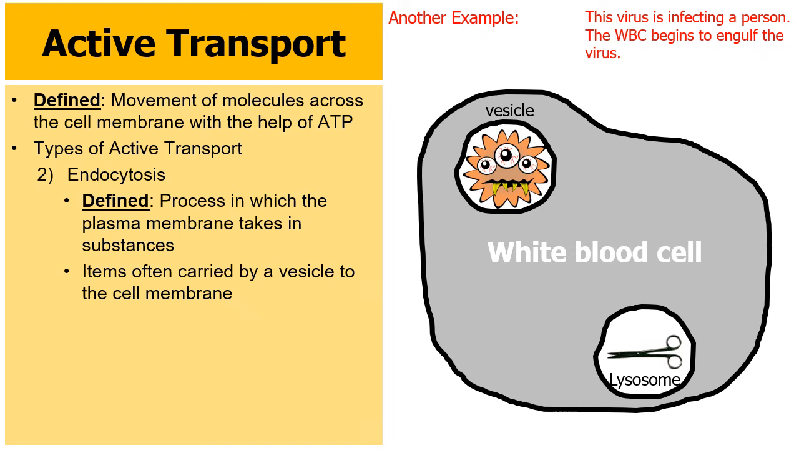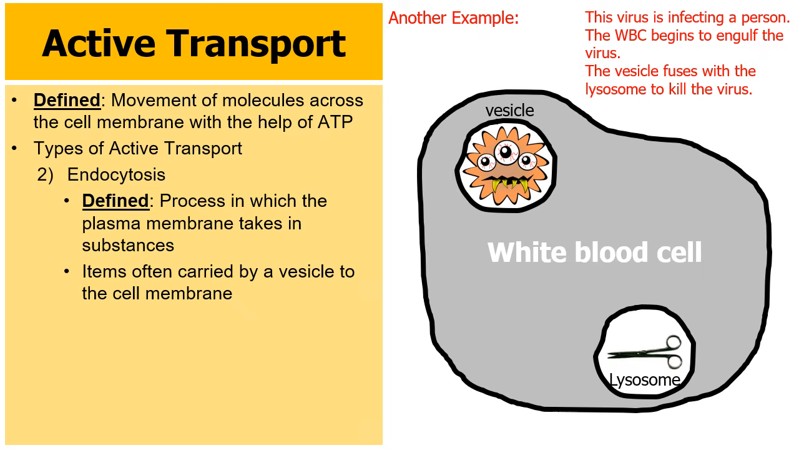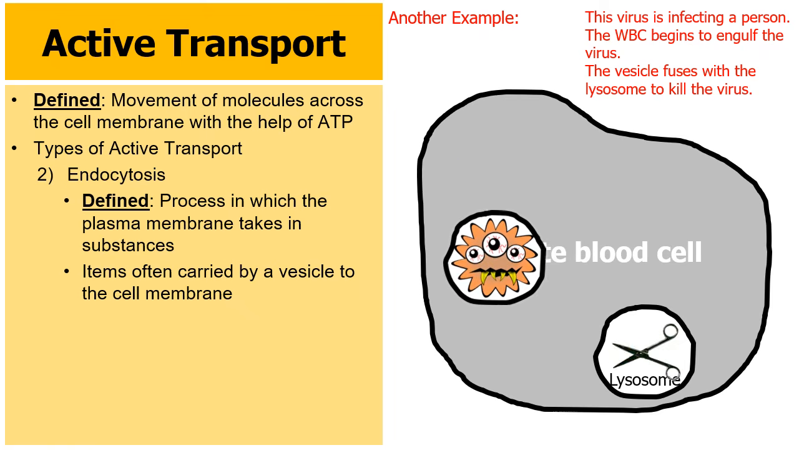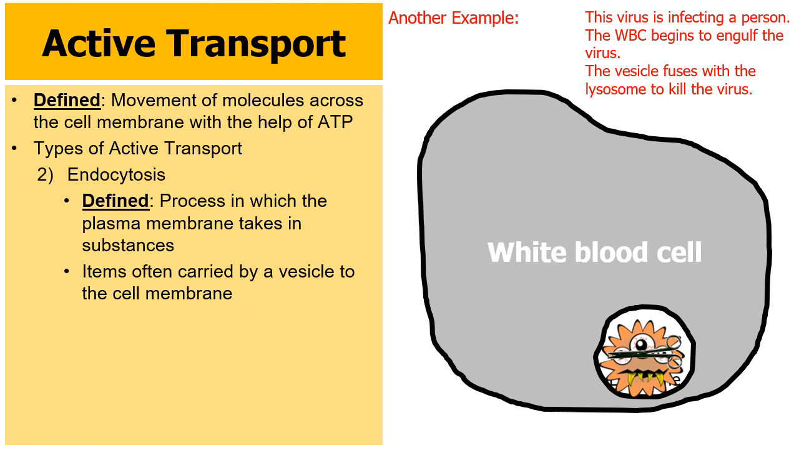Well, don't forget, cells also have lysosomes. I like to use animated scissors to represent what's inside of lysosomes. Lysosomes, again, have digestive enzymes. And so the vesicle will fuse with the lysosome, and when that happens, the digestive enzymes, in this case the scissors, will chop up and break down and destroy the virus, ridding your body of infection. So this is one way that our immune system works to keep us free from infection.